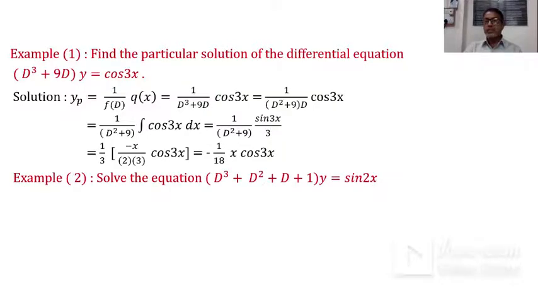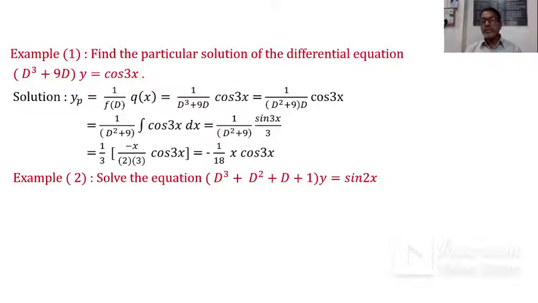Now we take this example 2. Solve the equation D cube plus D square plus D plus 1 operate on y is equal to sine 2x. Now here, solve the equation means we want to find both the complementary function and the particular integral, and then taking the addition we obtain the general solution of the given differential equation.